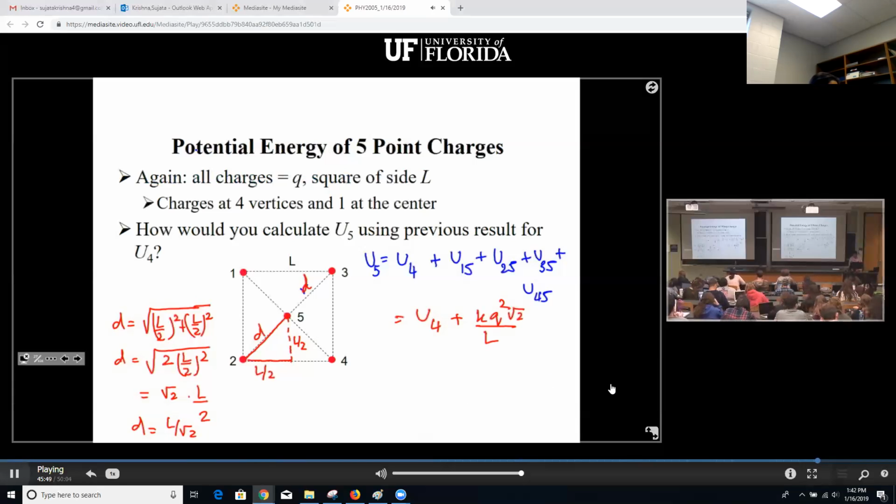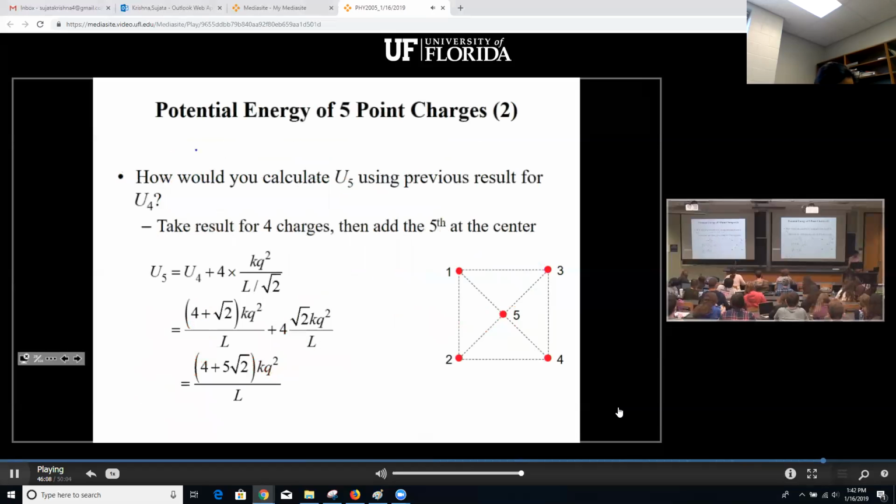So that's going to go in the numerator, the root 2. And then I have 4 such terms. So I need to multiply this by 4. And so that's what you see here. We have U4 plus 4 times KQ squared over L over root 2, or 4 times the root 2 goes in the numerator. And we can combine them, yeah? So we take out KQ squared over L in common, get another 1 root 2, that makes it 5 root 2.